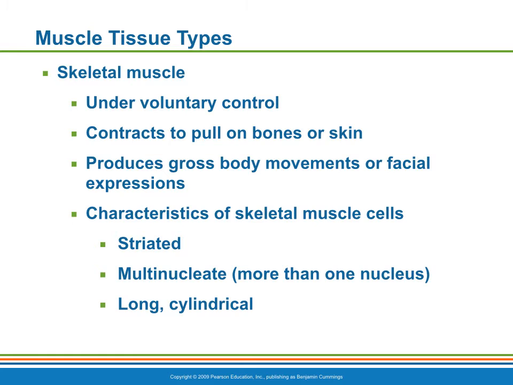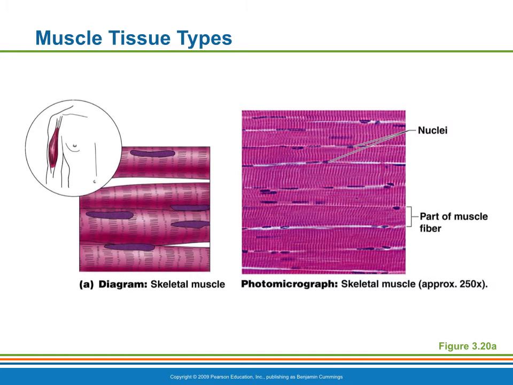Now, skeletal muscles attach to the skeleton and produce voluntary body movement. You can control them. They contract to pull on bones or skin, and their characteristics are they're striated, they're multinucleated, that means they have more than one nucleus, and they're very long and cylindrical. Here's what it looks like.